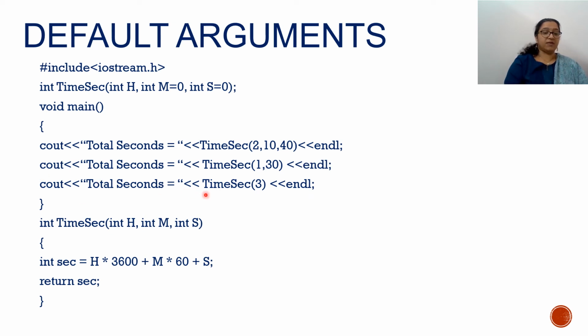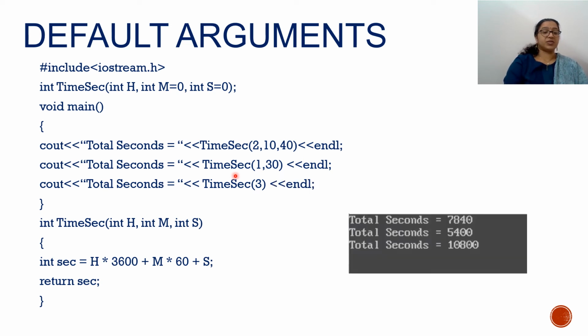Total second is equal to time second with 3. 3 is the argument. Only one argument is there. So 3 will move to h. In m and s there is no argument, but we already initialized them in the declaration step. So m is equal to 0, s is also equal to 0. So 3 into 3600 we will get. Then it will return to monitor.